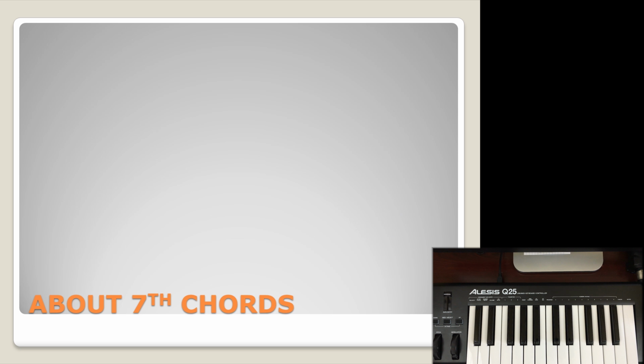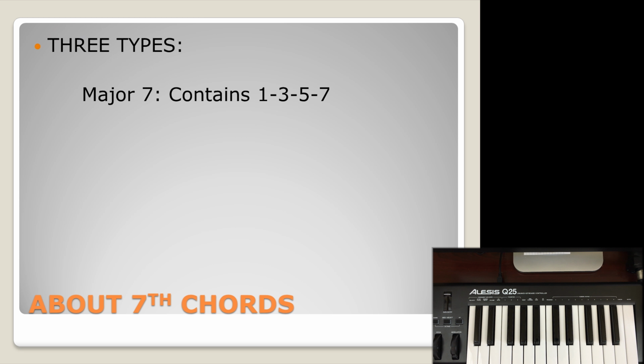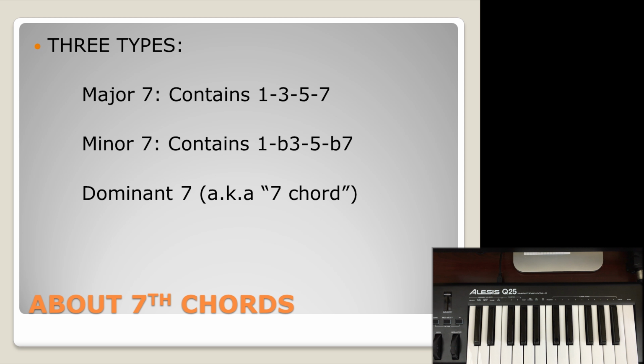About 7th chords. Well, we have 3 types of 7th chords, as I mentioned earlier. We have the major 7, which contains scale degrees 1, 3, 5, and 7. Minor 7, 1, flat 3, 5, flat 7. And a dominant 7, which is also just called by many musicians in playing situations just a 7 chord. And it contains degrees 1, 3, 5, flat 7.